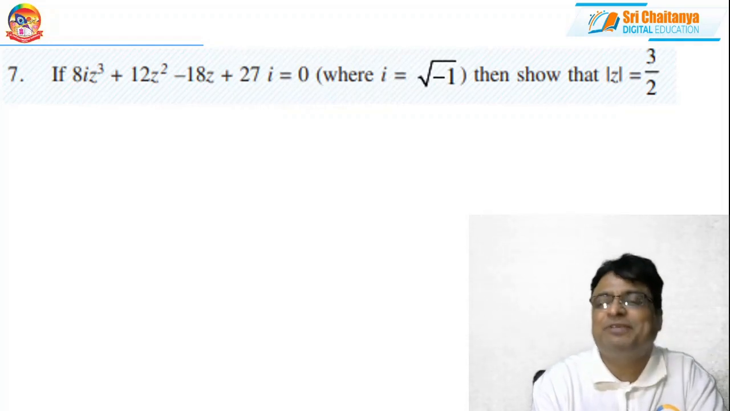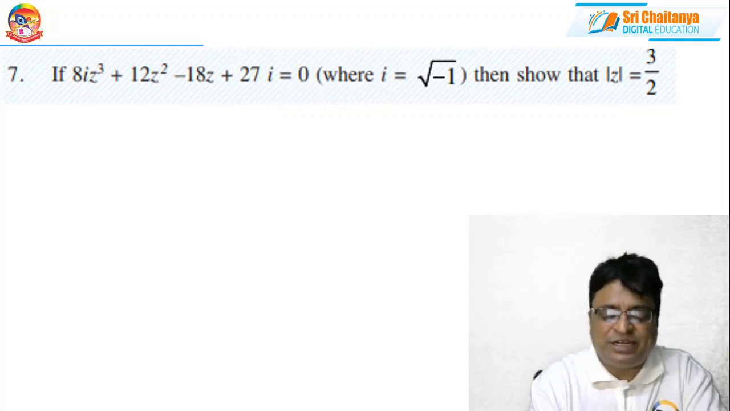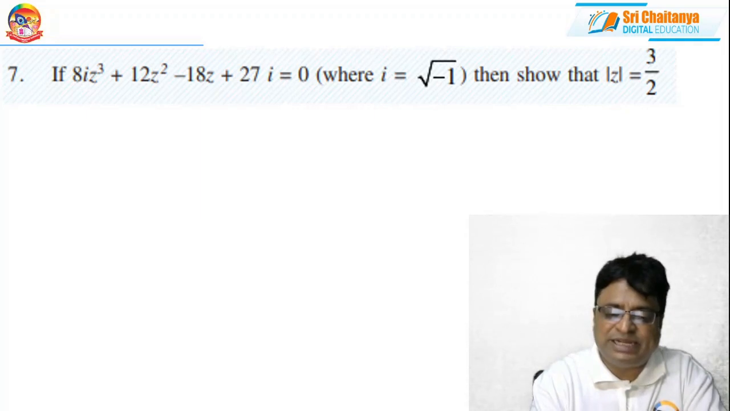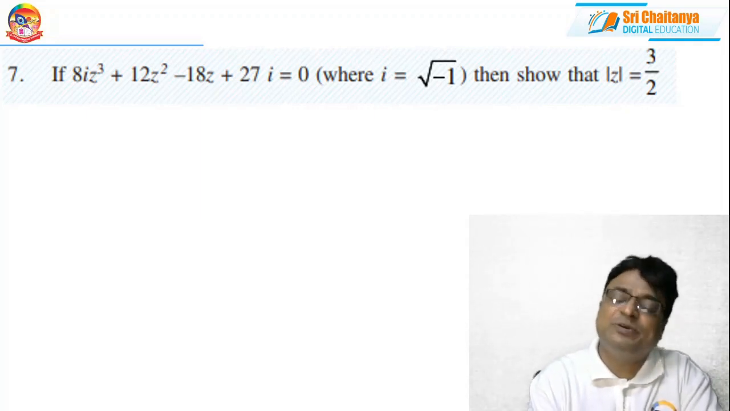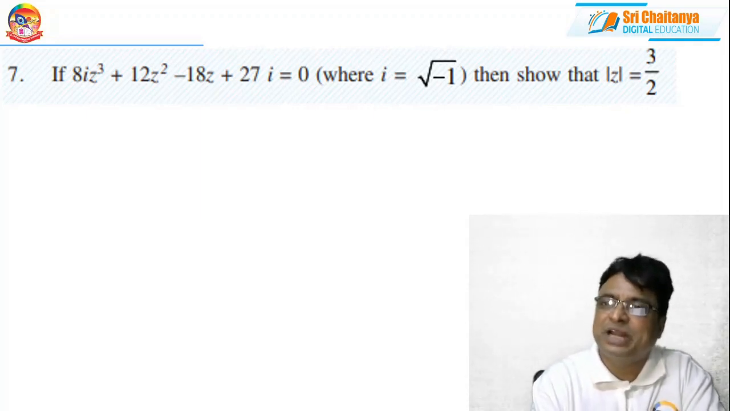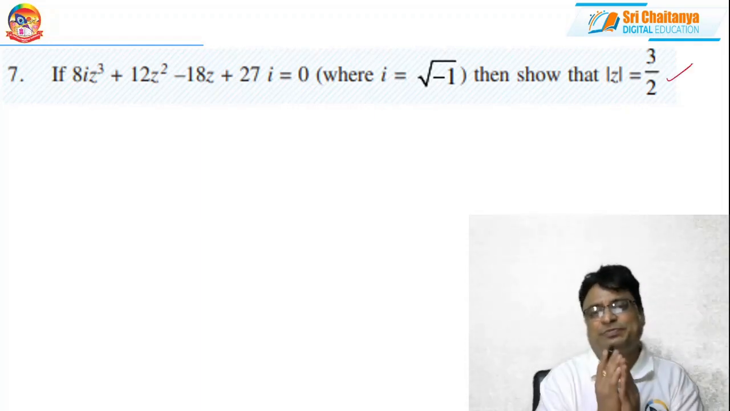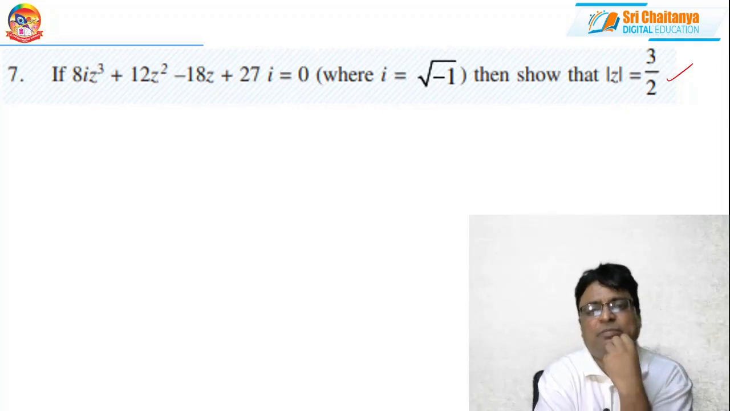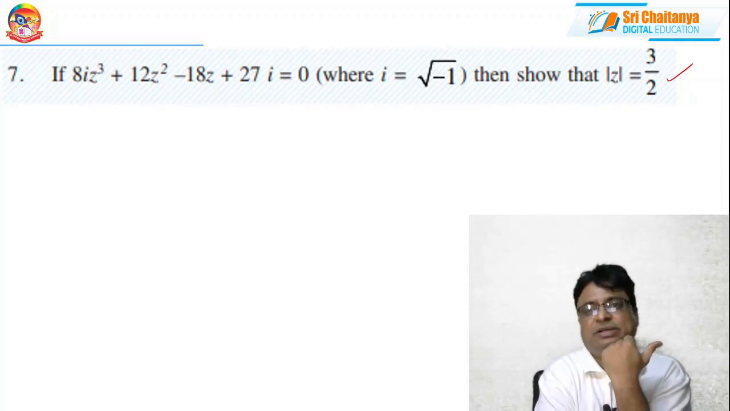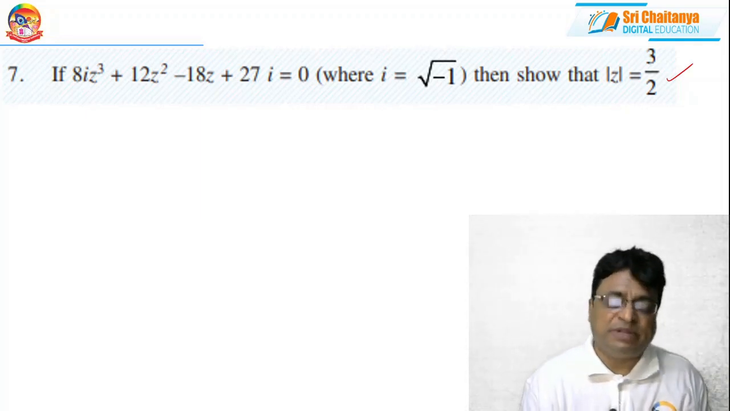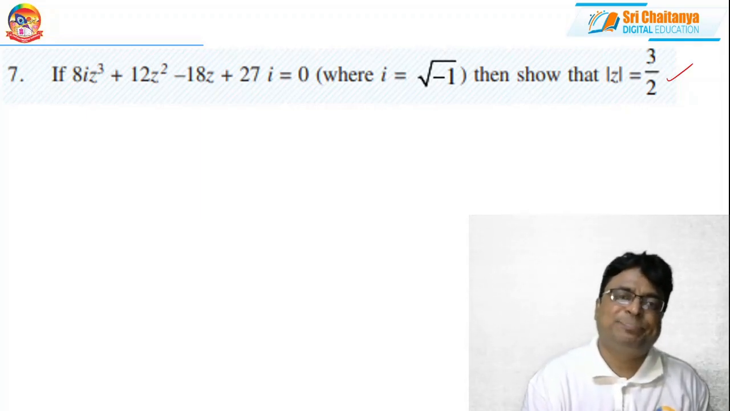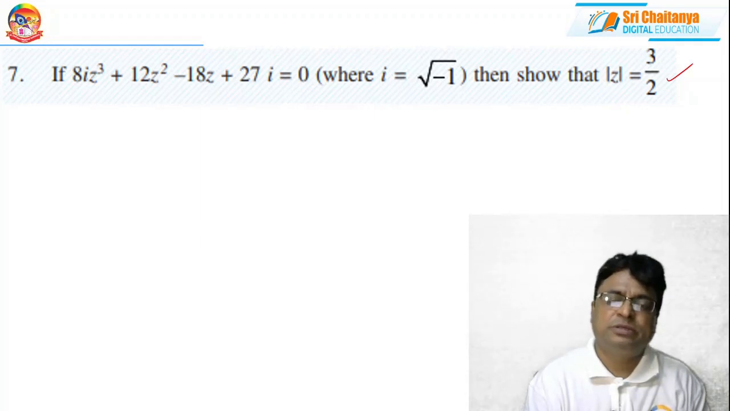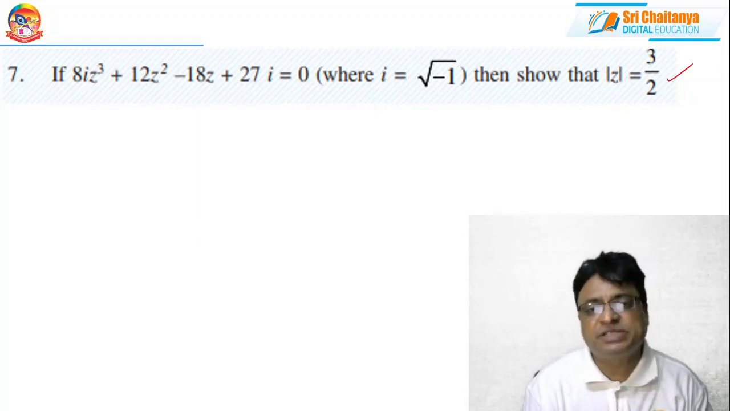Again, a cubic equation is given for you: 8iz cube plus 12z square minus 18z plus 27i equal to 0, where i is equal to root minus 1. Clearly, they mentioned it. Show that mod z is equal to 3 by 2. Here also, by looking at that question, a flash should come in your brain: how to factorize? How can I get factors? If I get the factors, meaning if I get the values for z, then the problem is in my court. Then how to solve this cubic equation is the question.